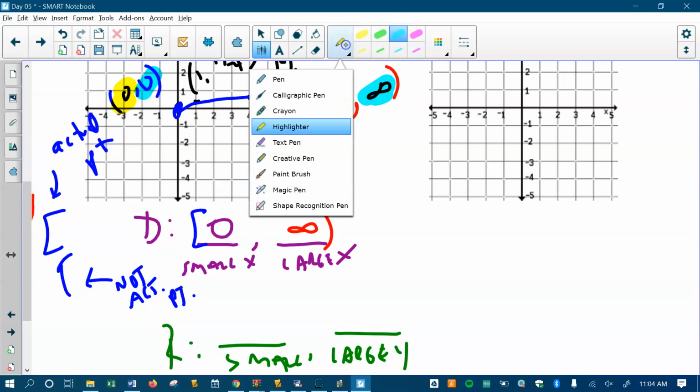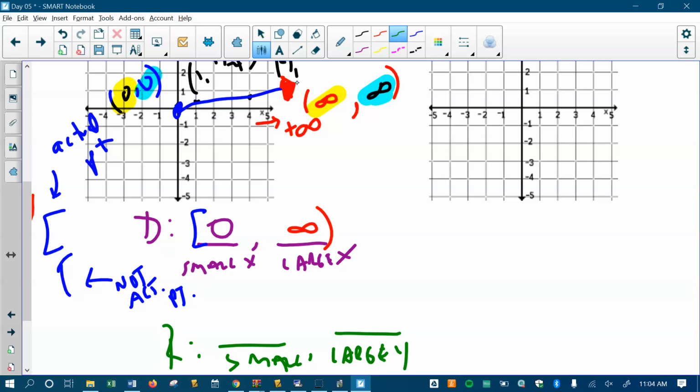Let's look at the y values and take the smallest and the largest of them. The small y value is 0 of those two, and the large y value is infinity. It's exactly the same as the domain because there is a point at 0, so we'll do brackets, and there's no point at infinity, so we'll have parentheses there. That's my domain and range.